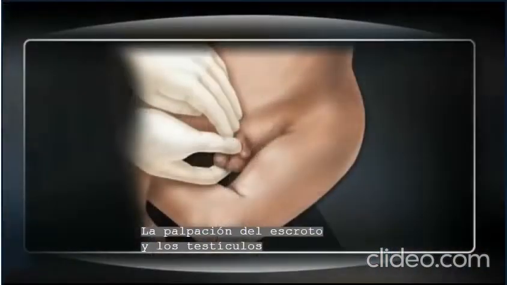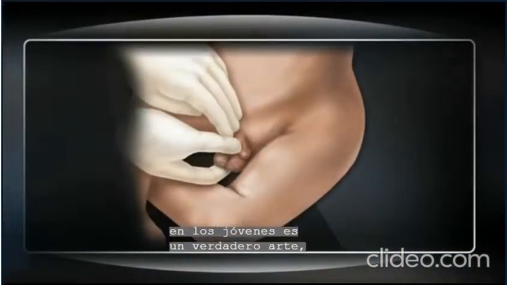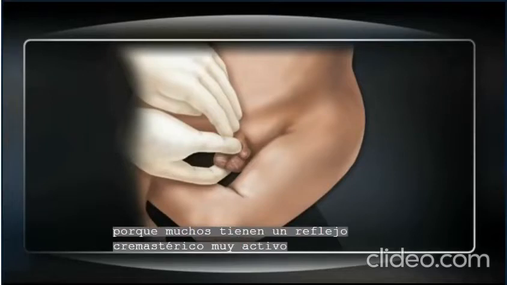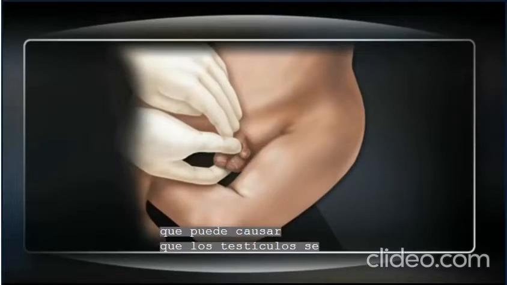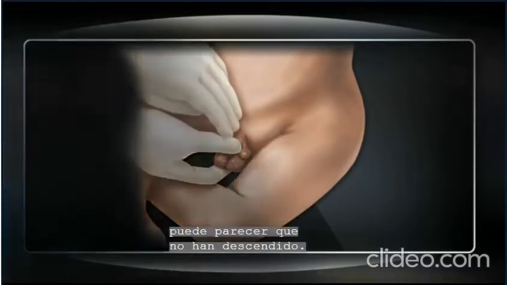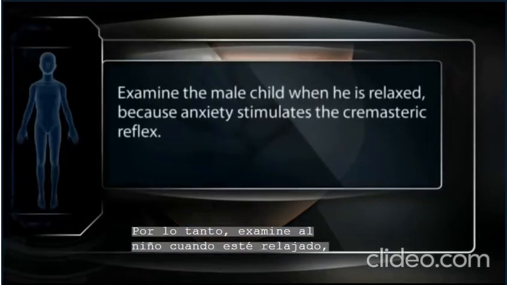There is an art to palpation of the young male scrotum and testes, because many have an extremely active cremasteric reflex that may cause the testis to retract upwards into the inguinal canal and thereby appear to be undescended. Therefore, examine the male child when he is relaxed, because anxiety stimulates the cremasteric reflex.